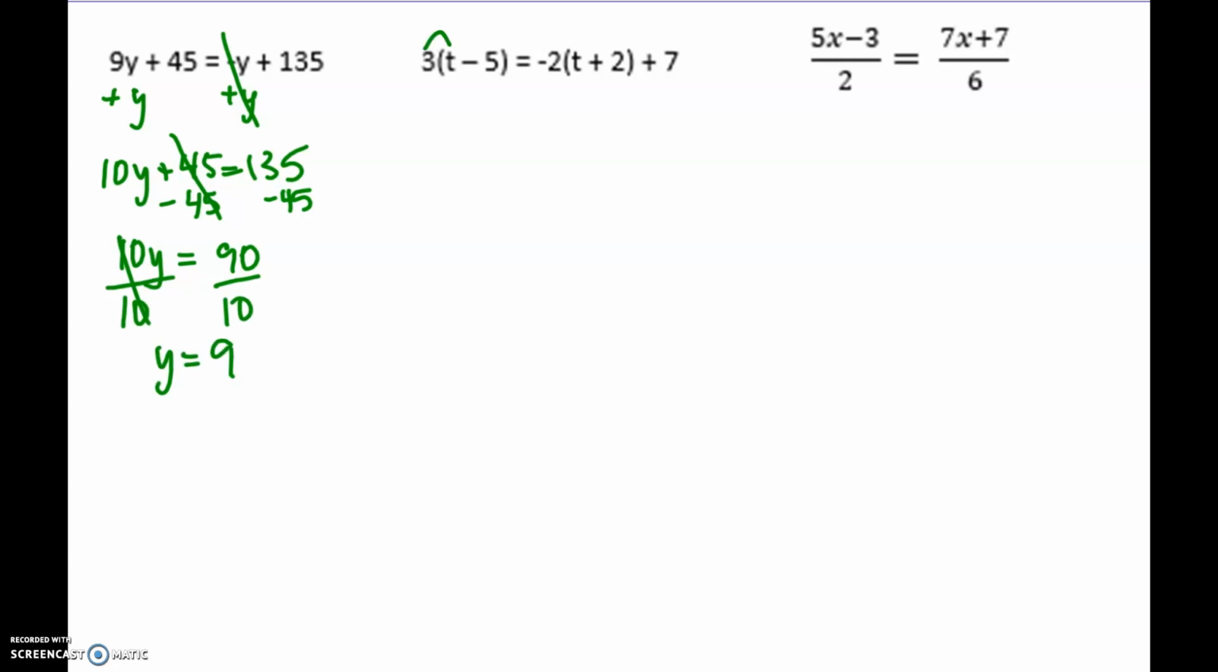This second one is similar. We distribute these numbers through the brackets first, and then group our like terms.